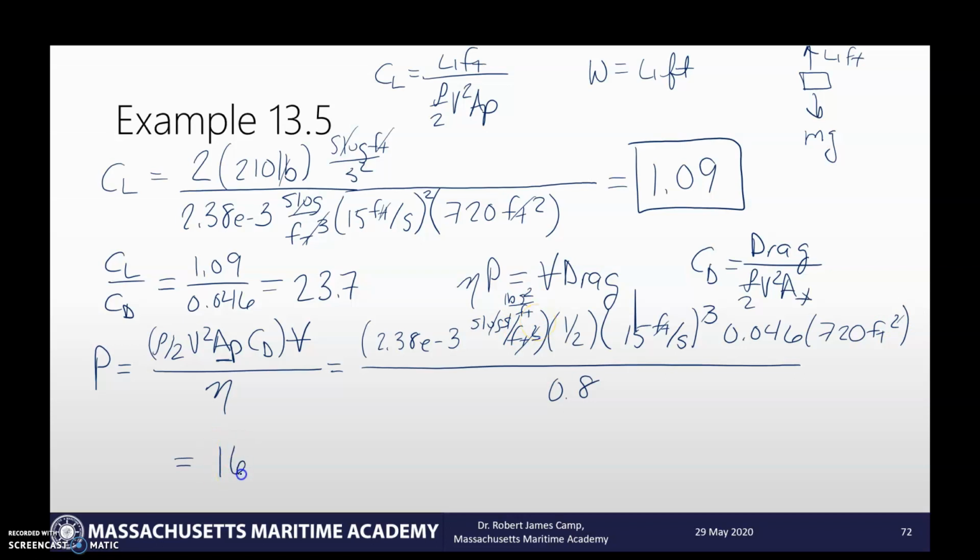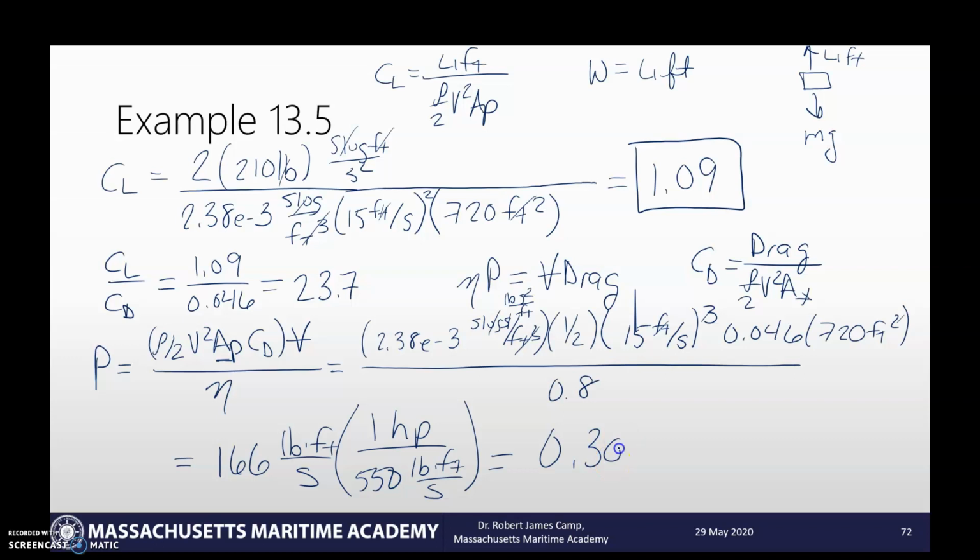So that's 166 foot-pounds per second. Let's convert that over into horsepower. So 1 horsepower is 550 foot-pounds per second. And so that tells us that the person that was pedaling the bike to drive the Gossamer Condor was putting in 0.302 horsepower into the system to fly it.